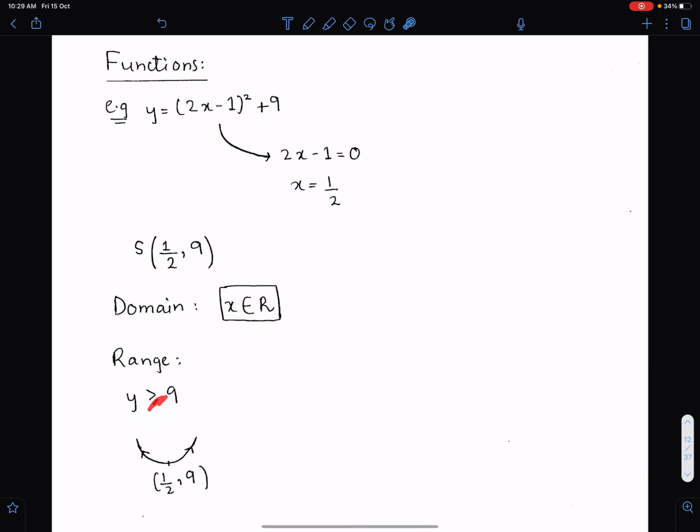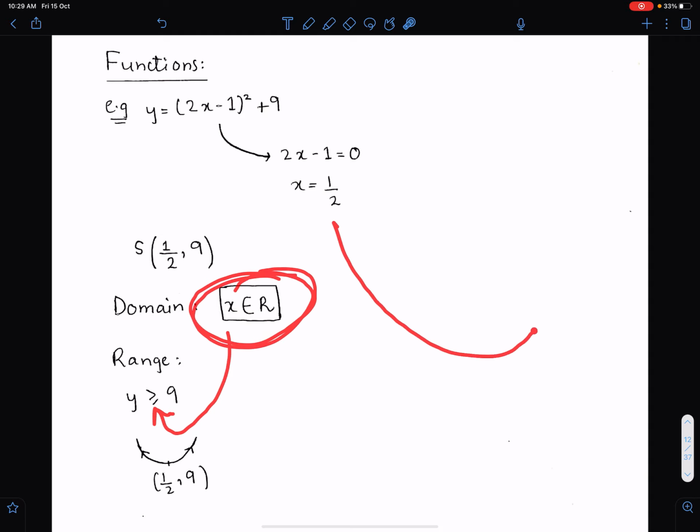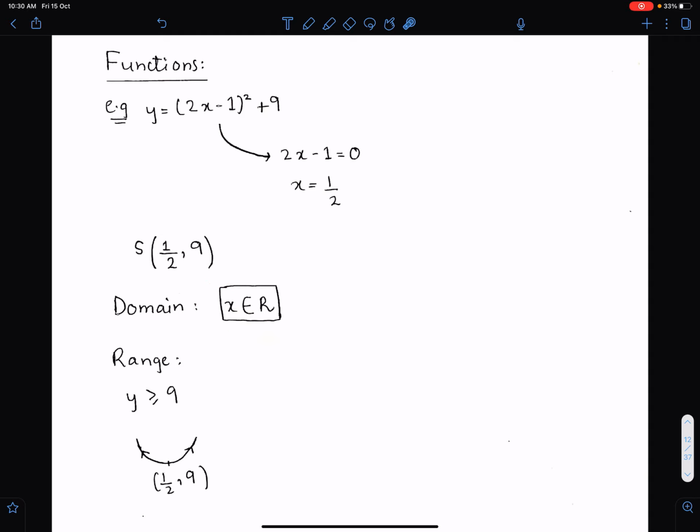Make sure you must write equal sign. When range is this, then always write equal sign. This means all points are on the curve. So turning point is inclusive. So this equal is compulsory when we have this type of range.